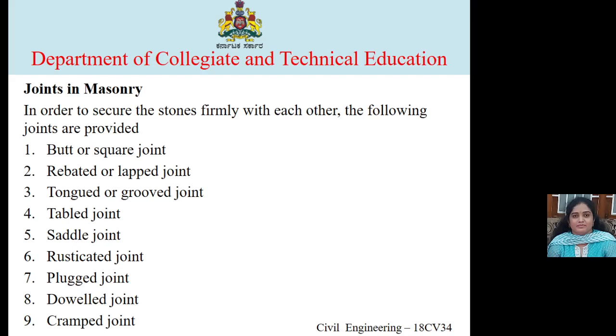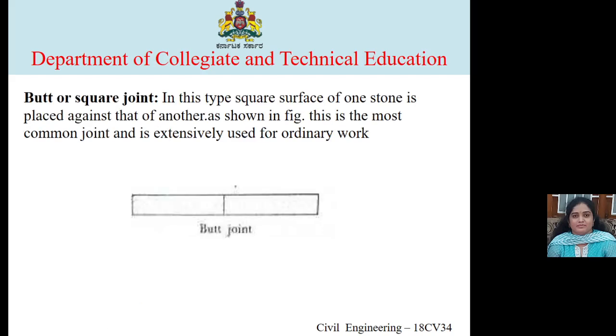One is butt or square joint, second is a rebated or lap joint, third is tongued or grooved joint, fourth is table joint, fifth is saddle joint, sixth is a rusticated joint, seventh plug joint, eighth is dowel joint, and the last one is cramp joint. So a total of 9 different types of joints are provided in stone masonry to make it firm. We'll see one by one.